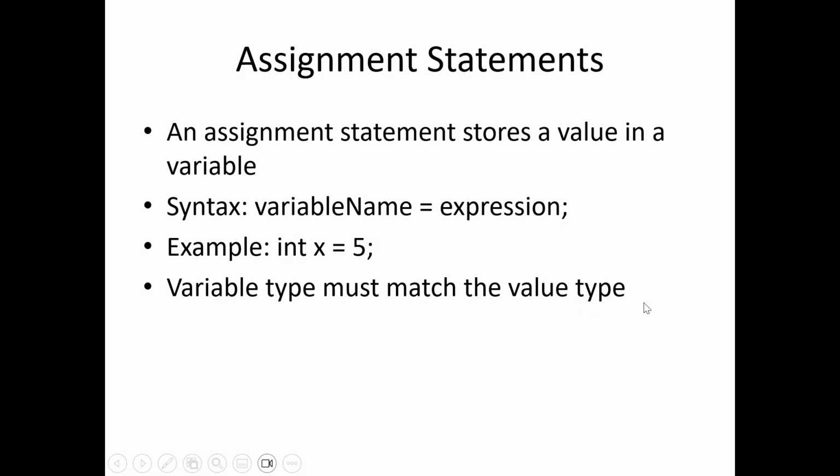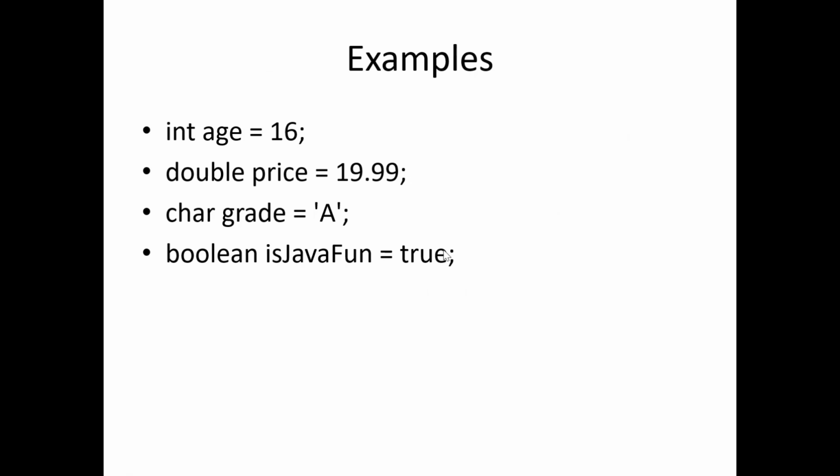One big mistake that people make is they don't realize that the variable type must match the value type. So here this works because 5 is an integer. But if we said int x = 5.03, that wouldn't work because 5.03 isn't an integer. Here are some examples of this.